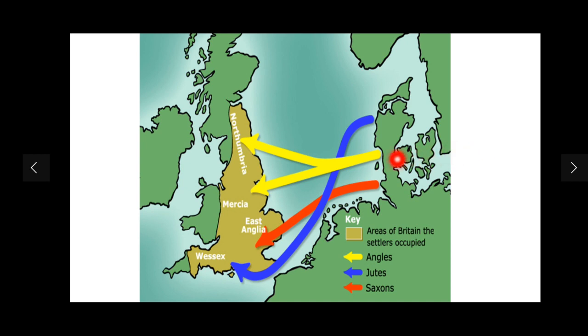So we can say that the Angles attacked Northumbria and Mercia. And the second one, the Jutes, attacked Wessex. And the third one, the Saxons, attacked East Anglia.